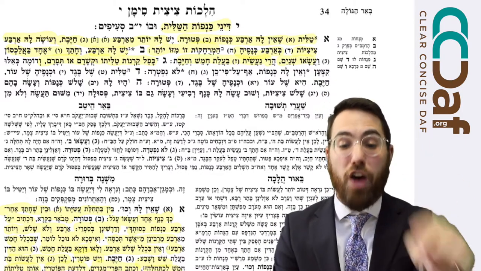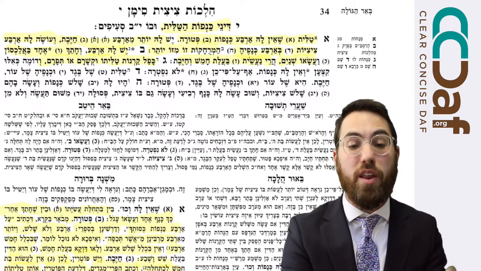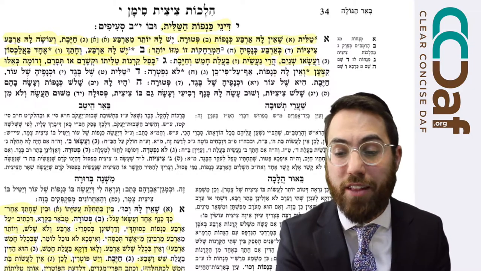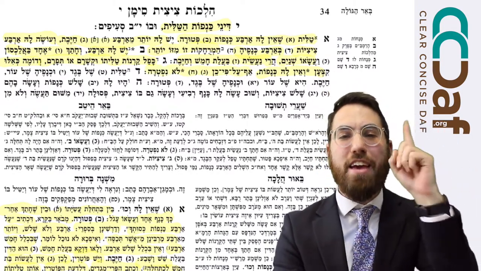Says the Mechaber, if you folded it up and you tied it or you sewed it with thread, it looks like it doesn't have a corner. Now it looks like it doesn't have a corner. But it doesn't work.